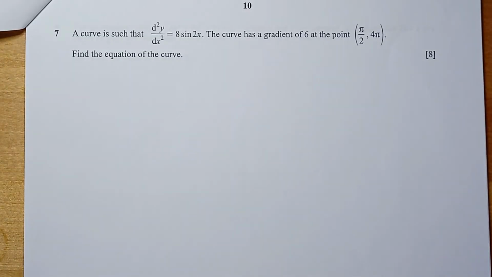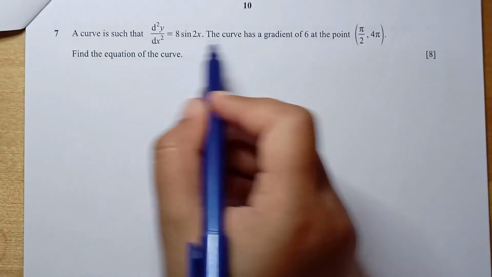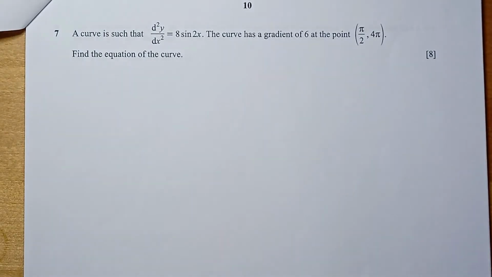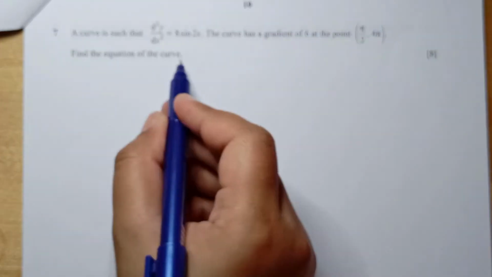Question number 7. A curve is such that its second derivative is this. The curve has a gradient 6 at a point this. Find the equation of the curve. Okay, now we have given the second derivative of y. We need to find the value of y, and that is the equation of the curve.